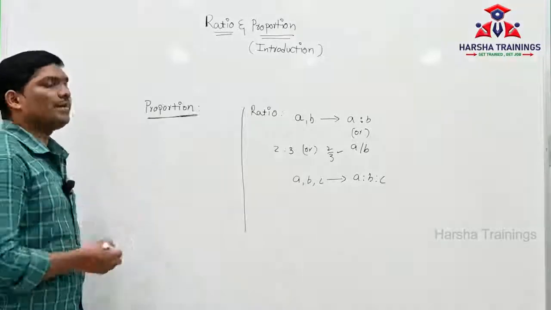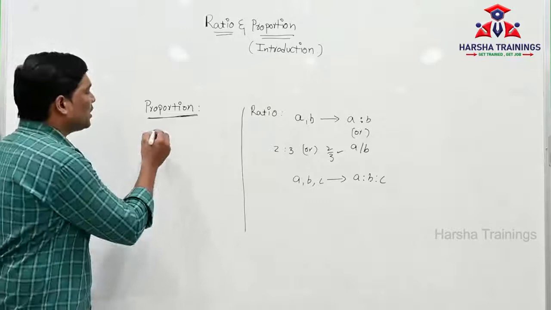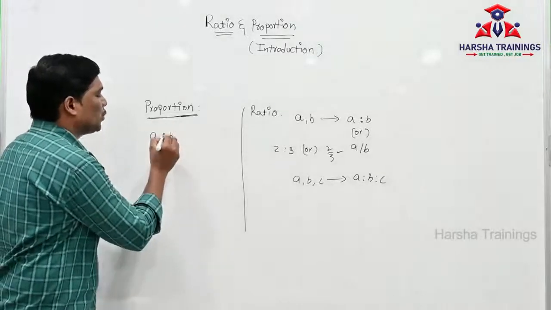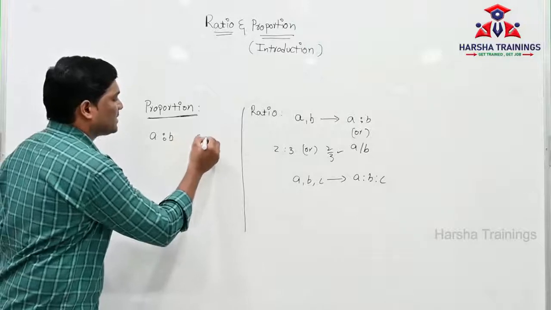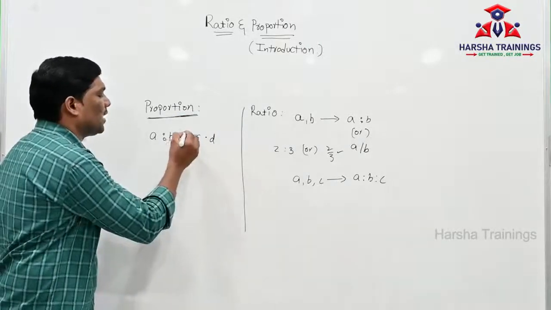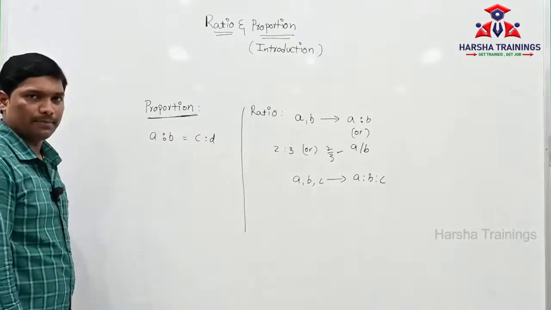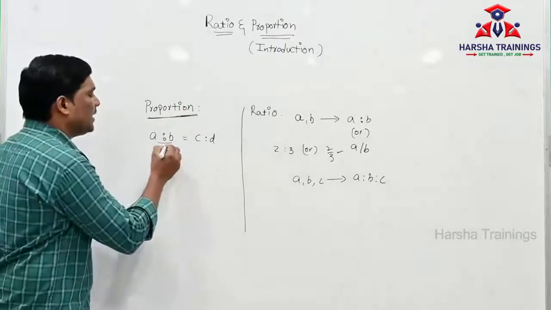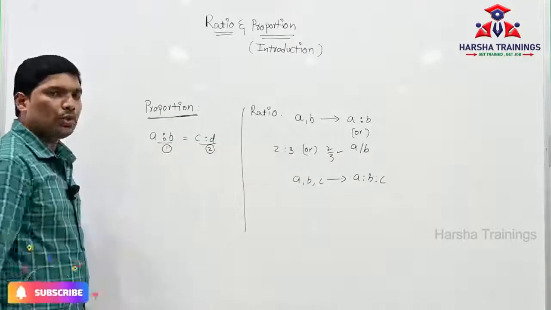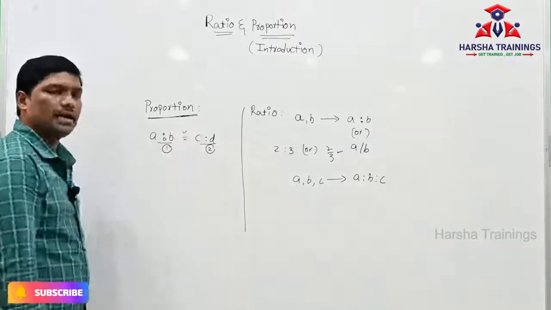Next, the second point is proportion. Proportion means two ratios are equal. A is to B is one ratio and C is to D is another ratio. So two ratios being equal is called the proportion.